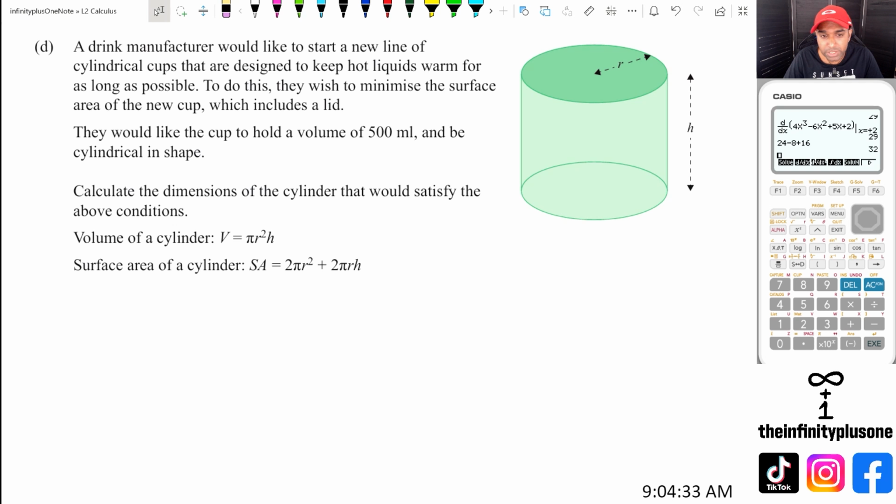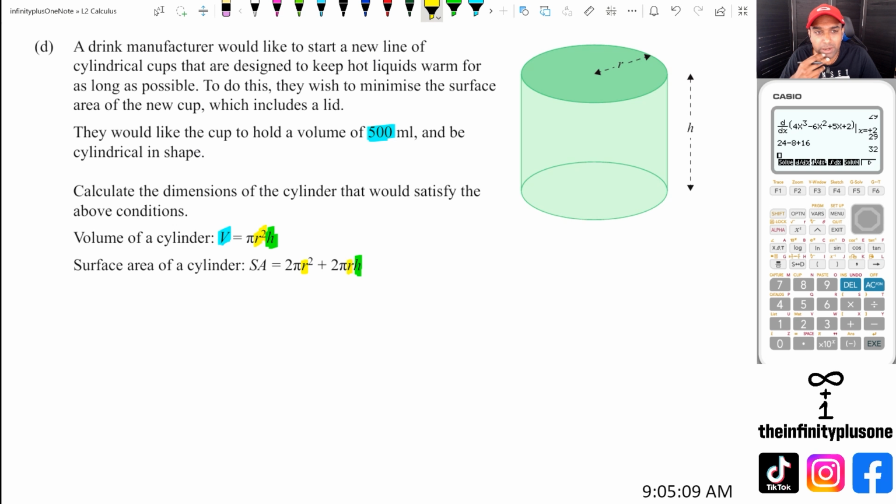Now the problem with differentiating surface area is, if you look at it, surface area has r, but it also has this h. Whenever you differentiate something, you want to have the same letters. You cannot have two different letters in there. But what we do know is that the volume has to be 500 mils, which is there. And also, we've got h there, and we've also got the radius there.